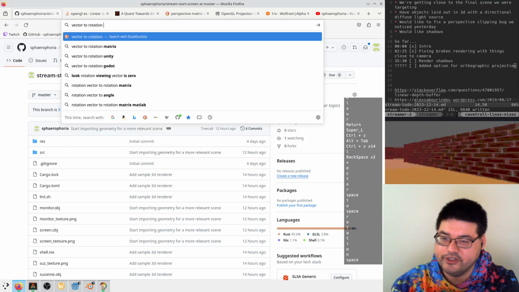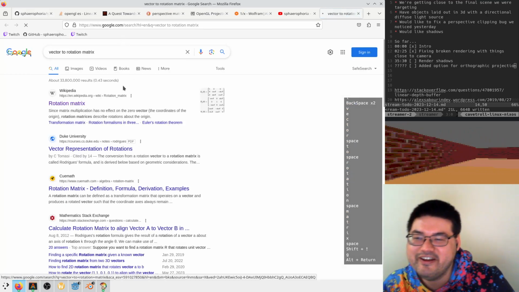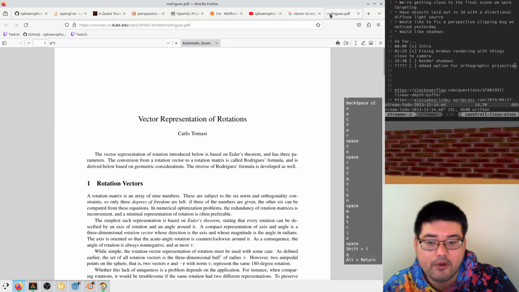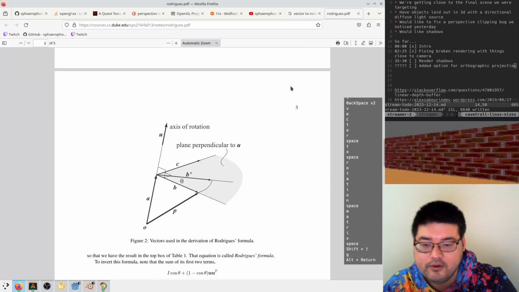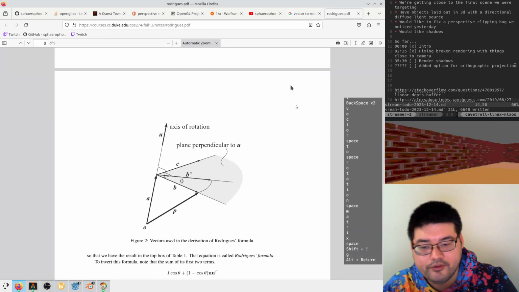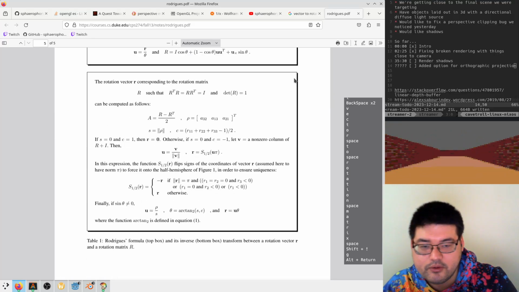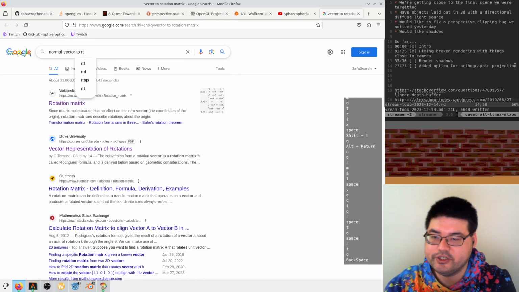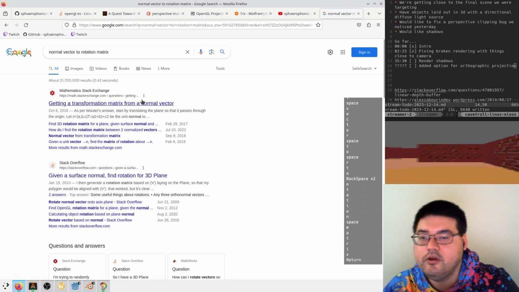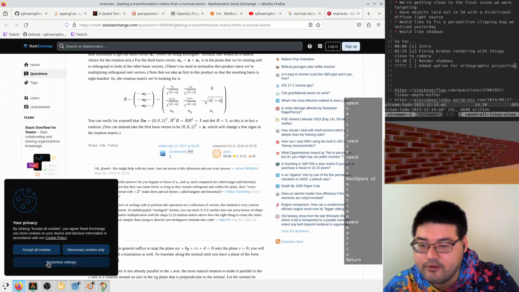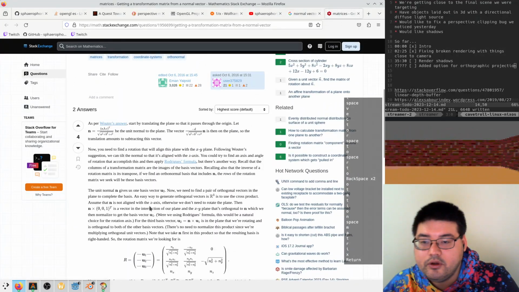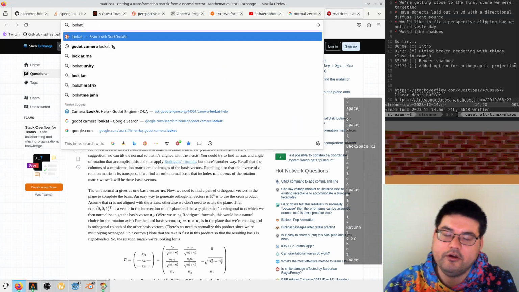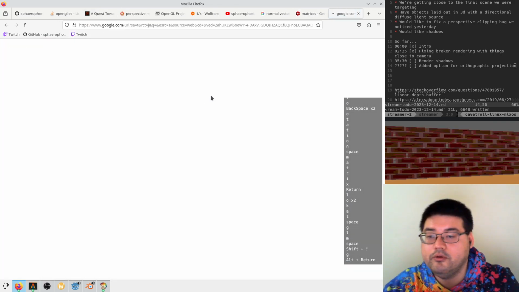Vector to rotation matrix. Let's Google it, because I don't feel like I'm getting it. This is axis angle, which I feel isn't what I want. Normal vector to rotation matrix, is that what I want? This is kind of what I want. Start by translating a plane. Is this like a look at function? Probably, yeah. Look at GLM. What does this guy do?